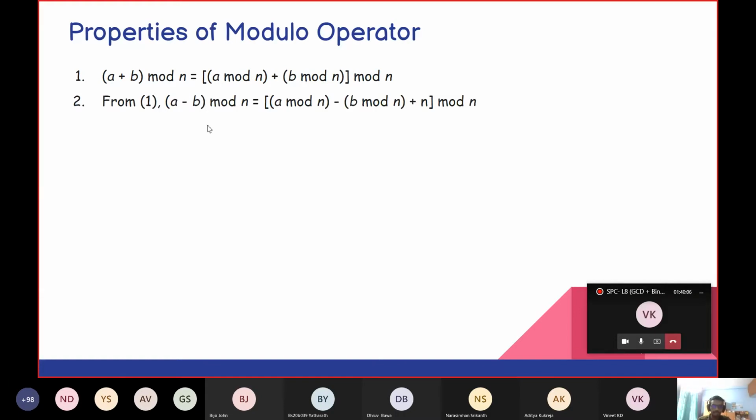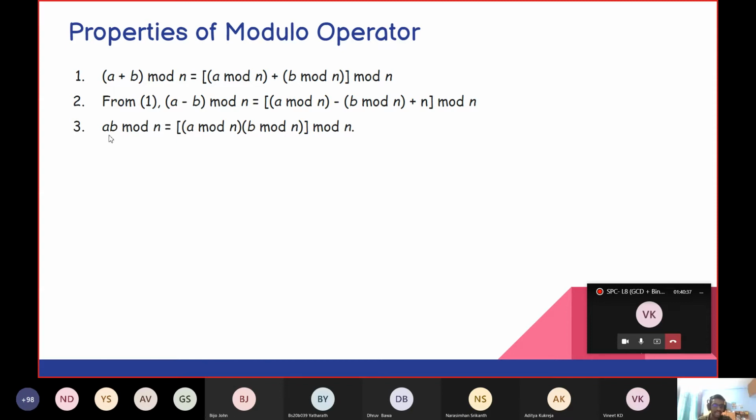So A minus B mod n. Assuming A greater than B, A minus B mod n will be A mod n minus B mod n plus n, whole mod n. This plus n is present so that this whole quantity remains positive, because for negative numbers, we'll come up with issues like how we saw implementation issues in C++. So in the case of negative numbers, when you have A minus B, we'll just add a plus n. So that's one thing.